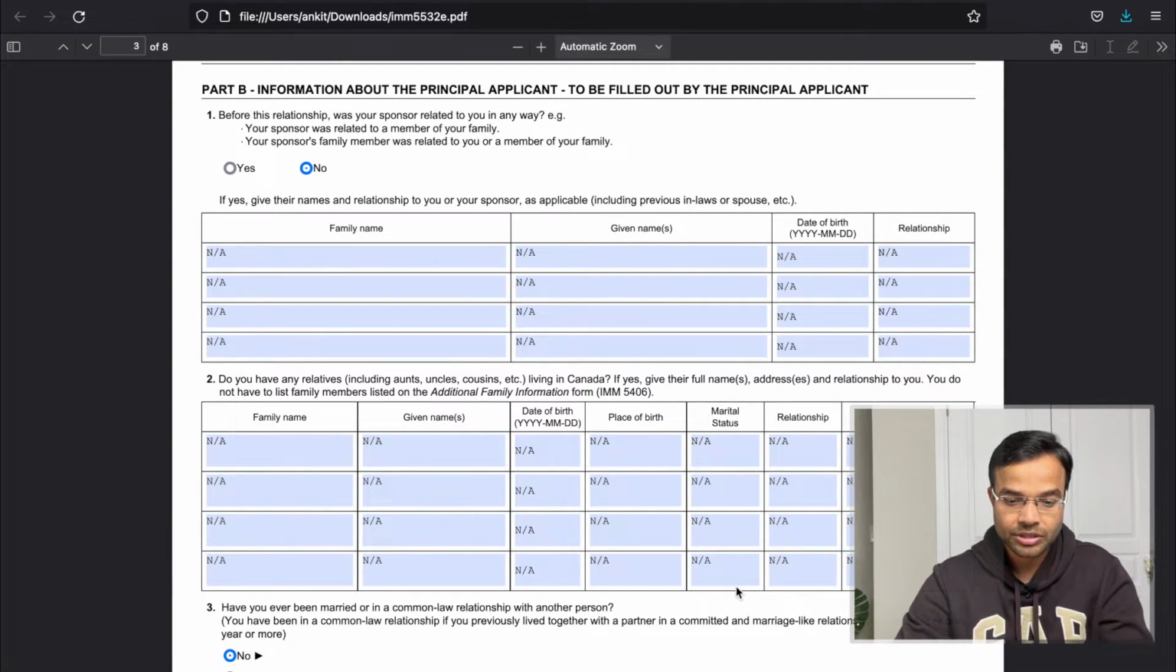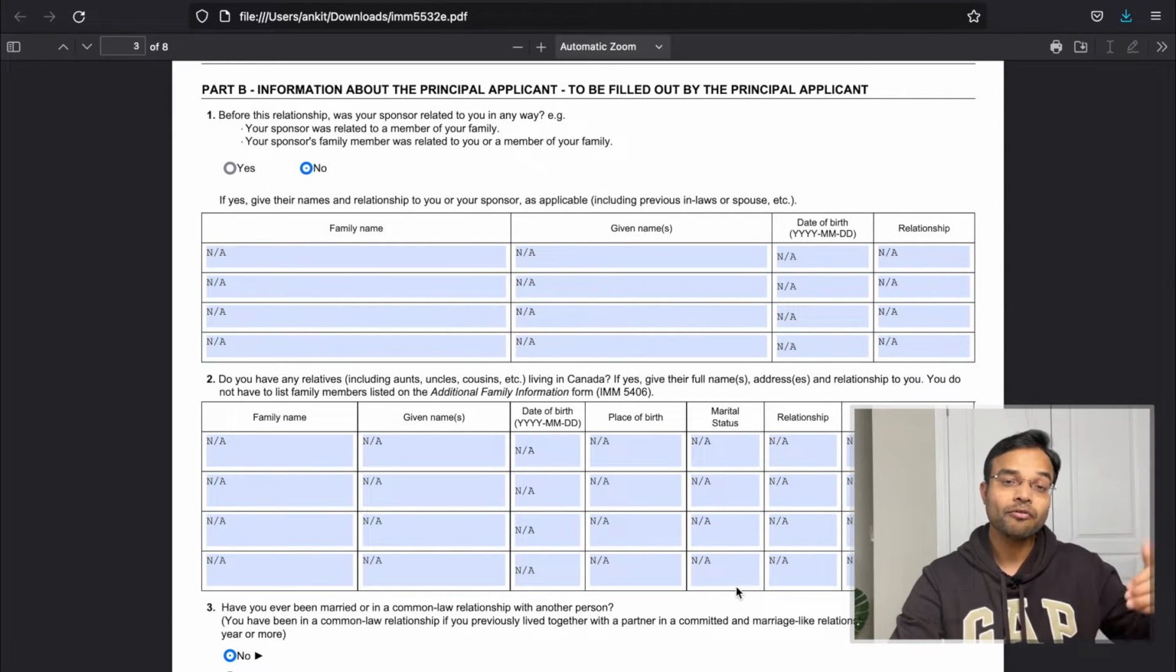So the first question is, before this relationship, was your sponsor related to you in any way? There are examples given, like was the sponsor directly related to you, or was the sponsor related to your family member.